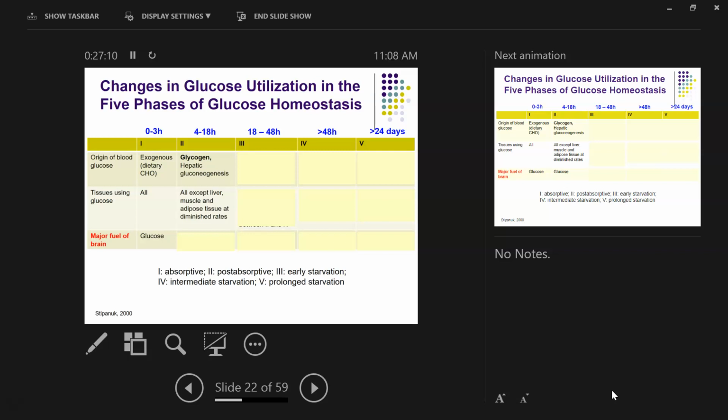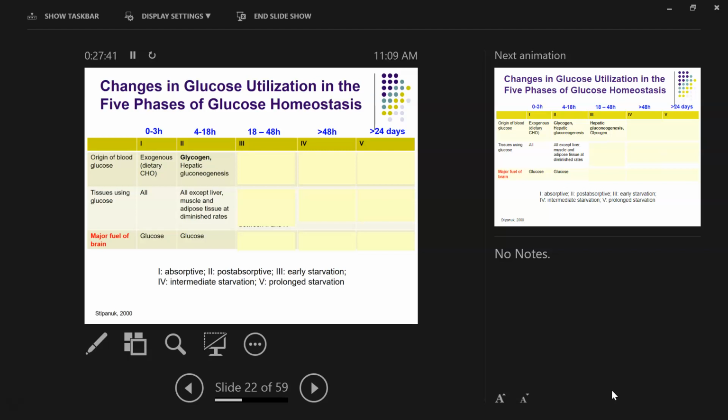The purpose is to save the glucose for other tissues, for the brain, right, or red blood cells, because those tissues are very heavily reliant on glucose. And what about the brain? It still utilizes glucose, right, during the early stage of starvation as energy. Okay, now what about phase 3?